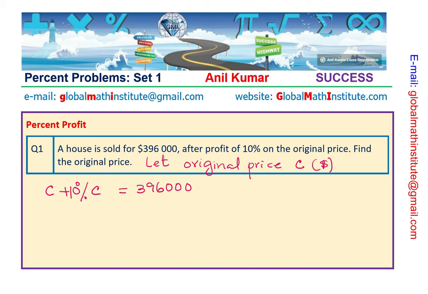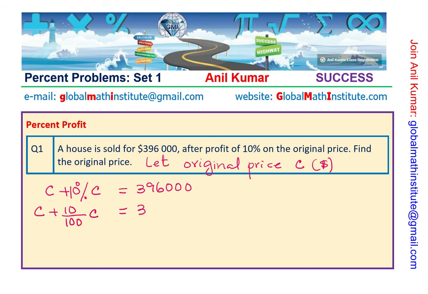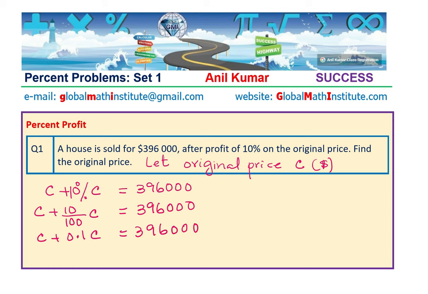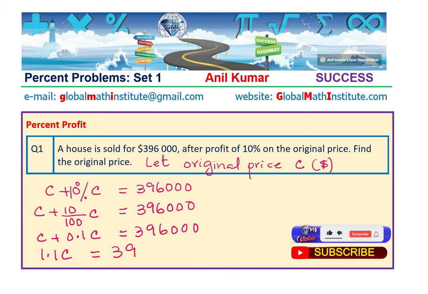What is 10%? 10% is 10 out of 100. So simple step, 10 out of 100, that is 10% of C is equal to 396,000. Clear? 10 out of 100 is 0.1, correct? C plus 0.1 C equals 396,000. Clear? And C plus 0.1 C means 1 plus 0.1, which is 1.1 C is equal to 396,000.